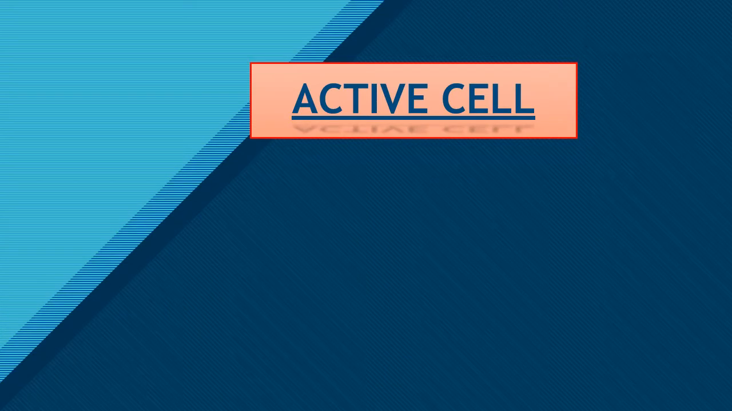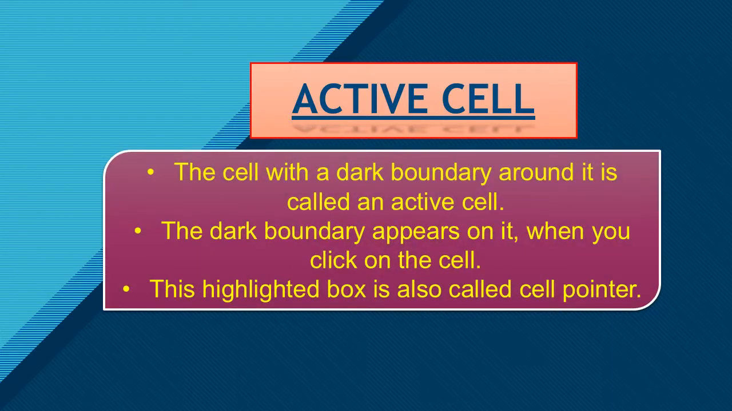Next topic, that is active cell. Now, what do you mean by active cell? Active cell is the cell with a dark boundary around it. Any cell which has a dark boundary around it is termed as an active cell. This dark boundary appears on the cell when you click on it. Clear, students? The highlighted box is also called as the cell pointer.